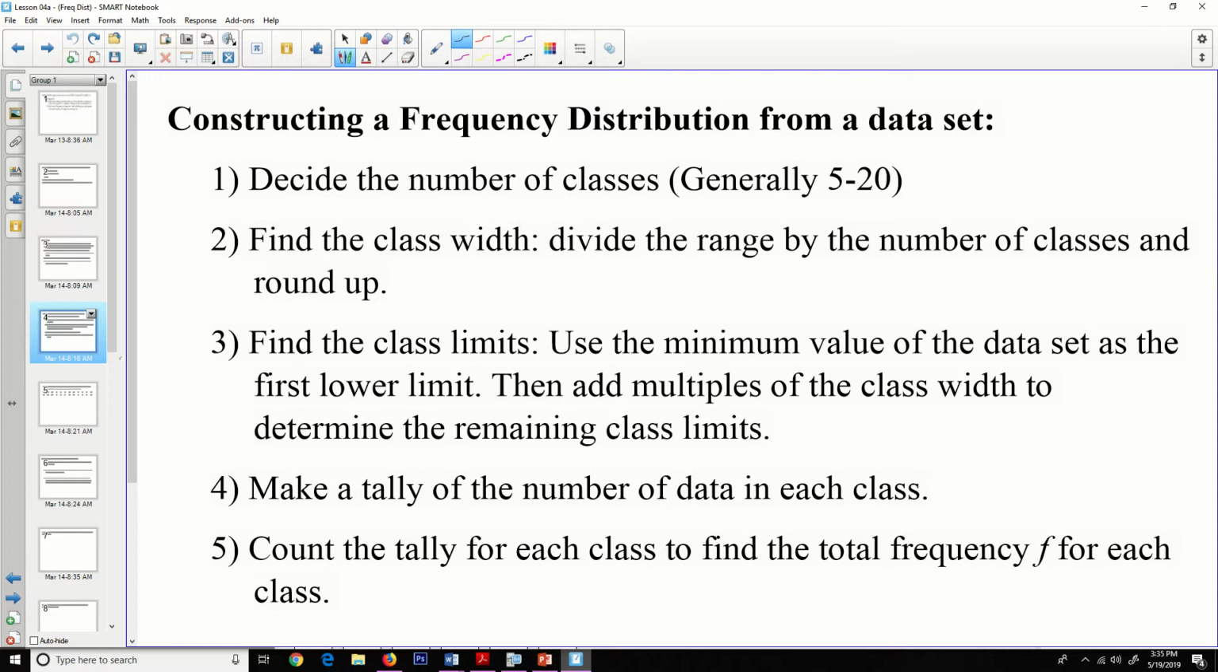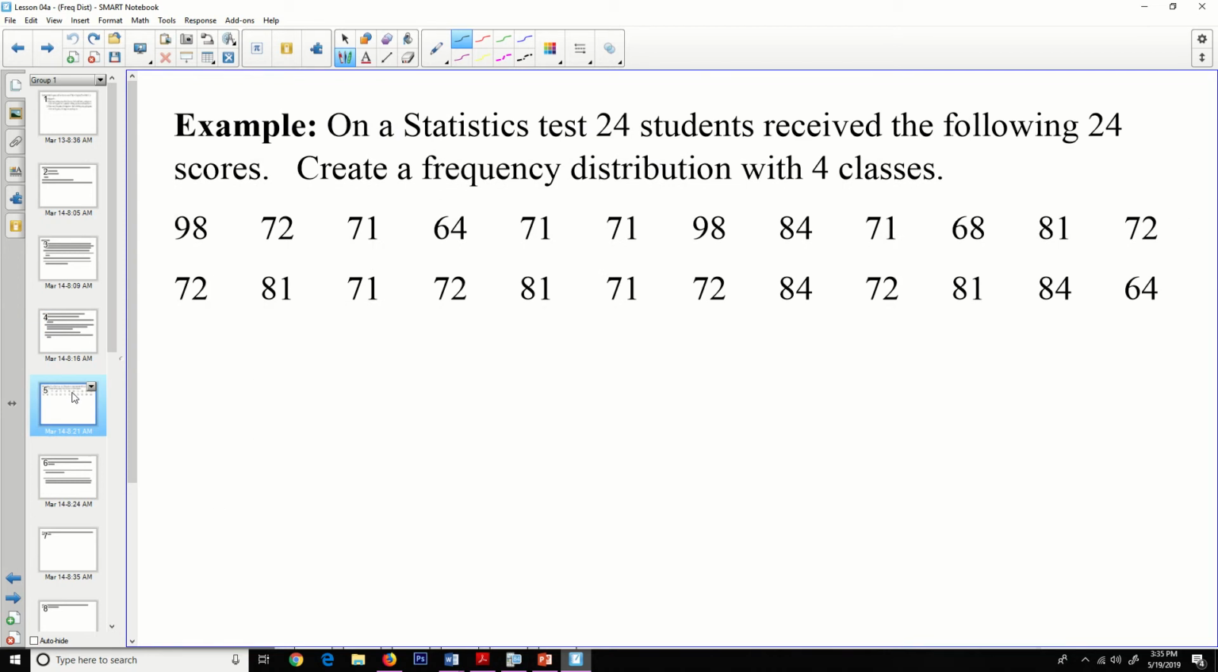We're going to follow this set of steps with our first example, and we're going to use this data set for the remainder of the lesson. The example says: on a statistics test, 24 students received the following 24 scores. Create a frequency distribution with 4 classes.